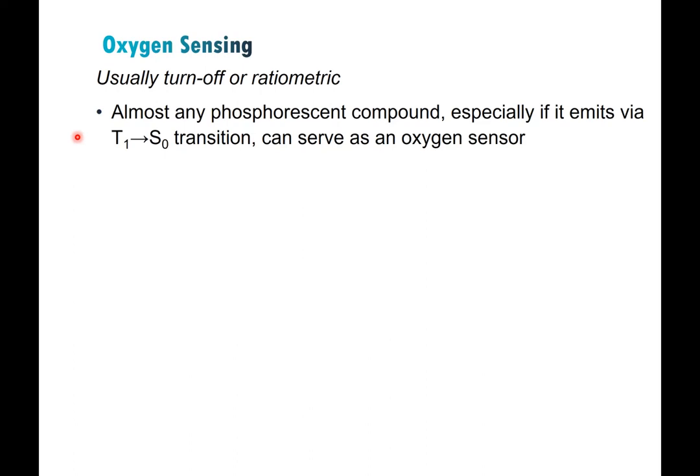So we sometimes get reviews on our paper where they're like, oh, you should really use these compounds for an application like oxygen sensing. And as soon as I read that, then I know that the reviewer either has half a brain or wasn't using their full brain when they wrote that statement, because every phosphorescent molecule can serve as an oxygen sensor. So there's nothing surprising about that, no matter what the compound is.